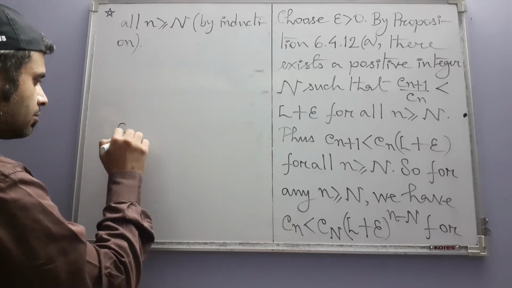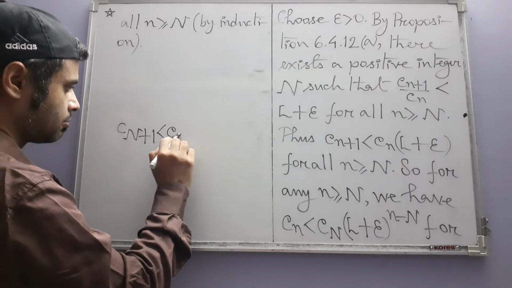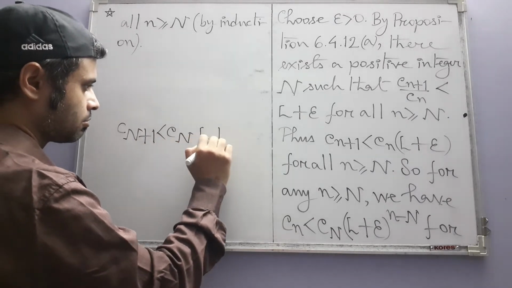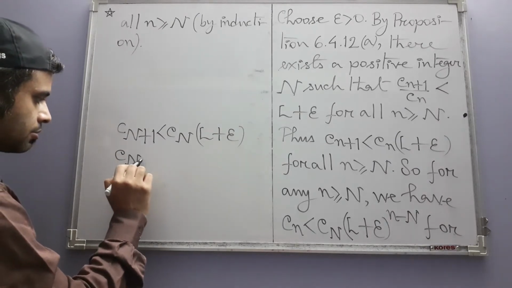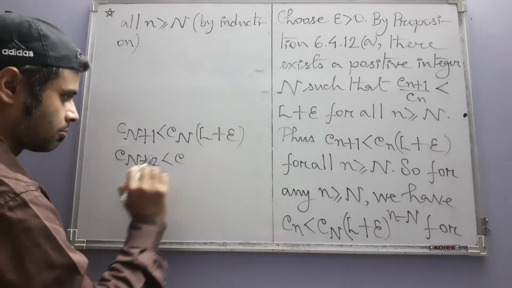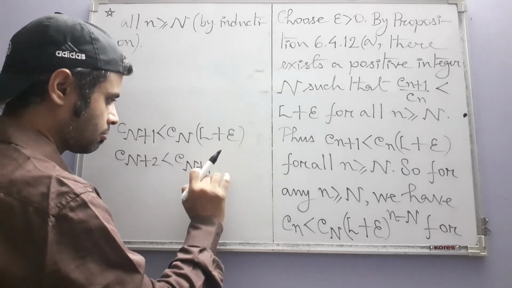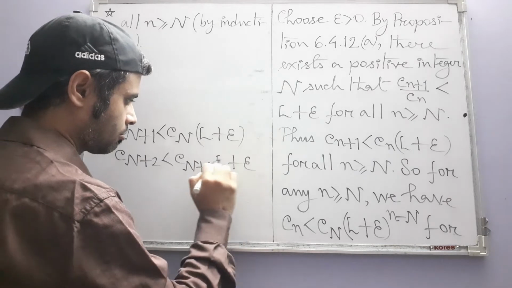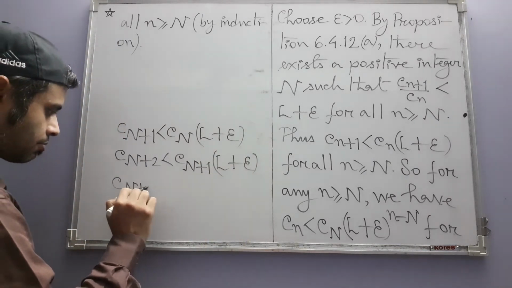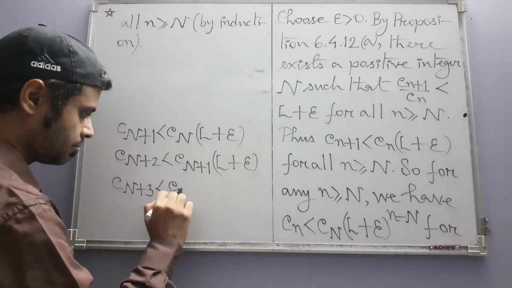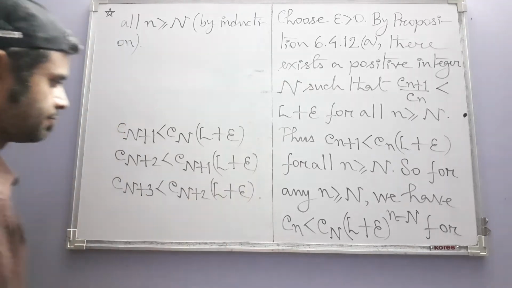That is the one that you obtain by putting small n equal to capital N. This. Then the next one is this. And let's write one more. N plus 3 is less than n plus 2 times L plus epsilon.